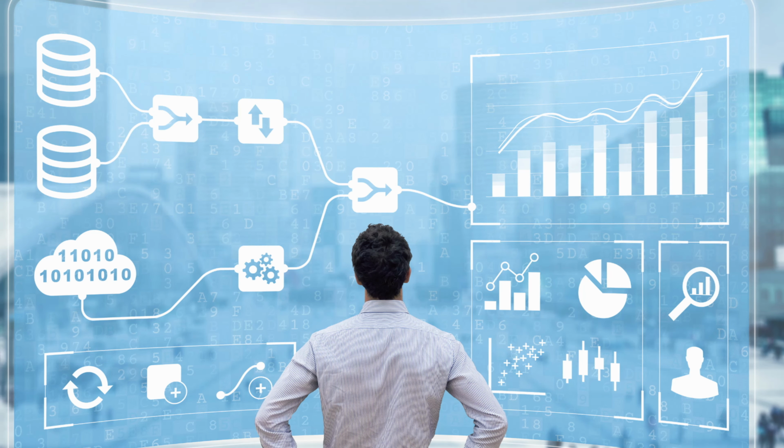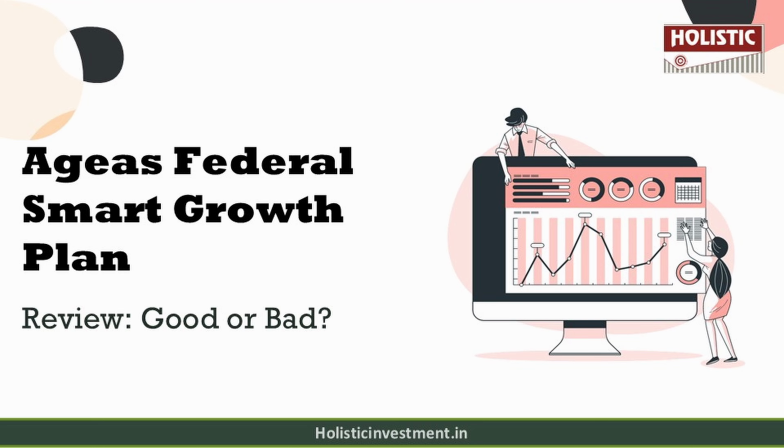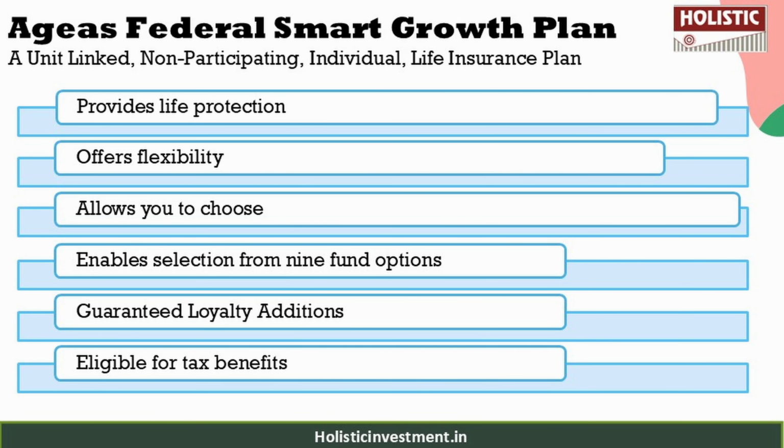Now, before analyzing this policy, let us first understand a few basic details about it. This is a unit-linked, non-participating individual life insurance plan, and some of the key features of the policy are: it provides you with life protection along with market-linked returns, and offers flexibility through regular or limited premium payment terms. It allows you to choose your preferred premium payment frequency. It also enables selection from 9 fund options based on your risk appetite. It enhances your fund value through guaranteed loyalty additions, and there are also tax benefits available under Section 80C and 10(10D) of the Income Tax Act.